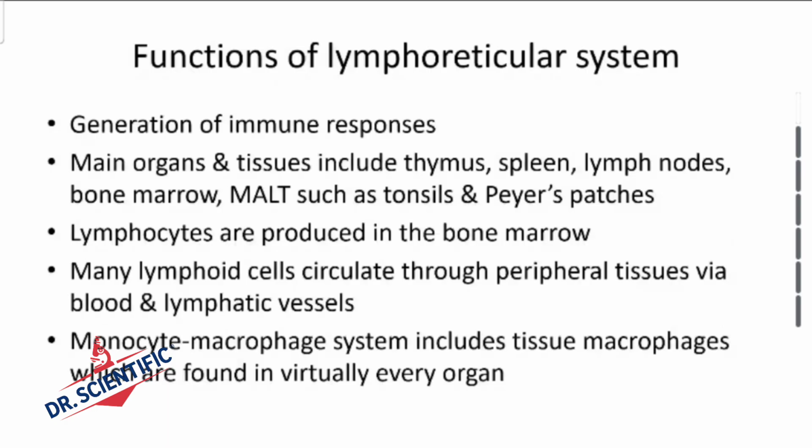So we have MALT, mucosa-associated lymphoid tissues, such as tonsils and Peyer's patches. Peyer's patches are found in the wall of the small intestine, in the ileum. All those deal with immunity, dealing with foreign materials that enter our body. Lymphocytes are produced in the bone marrow, as we already said. Many lymphoid cells circulate through the peripheral tissues via blood and lymphatic vessels. The monocyte-macrophage system includes tissue macrophages, which are found virtually in every organ.